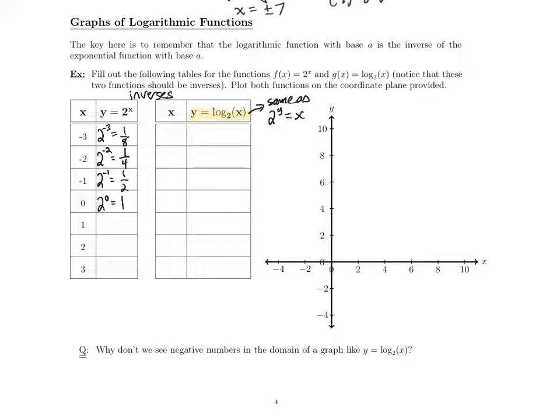2 to the 0 is 1. 2 to the 1 is 2. 2 to the 2 is 4. And 2 to the 3 is 8. So now that I have these, it's good to remember that in order to go from a table of values to the inverse function's table of values, you're simply swapping your x and y.